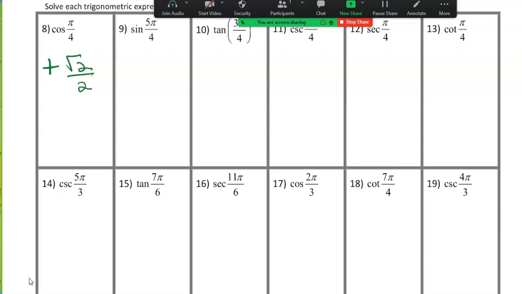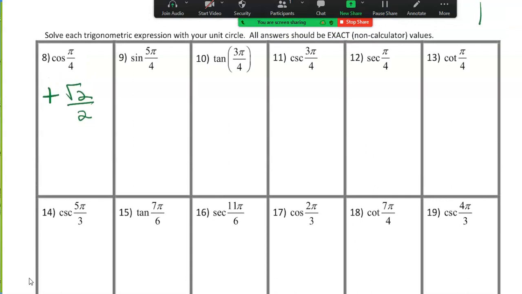Sine of 5 pi over 4. Sine. So let me just do this. This is quadrant 1, quadrant 2, quadrant 3, quadrant 4. All students take calculus.